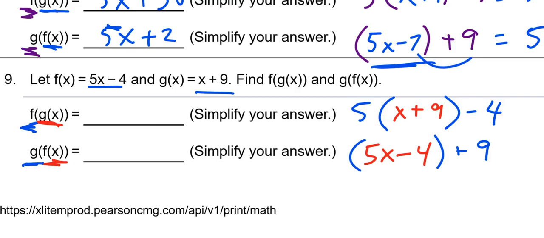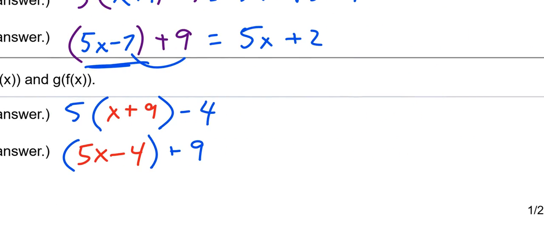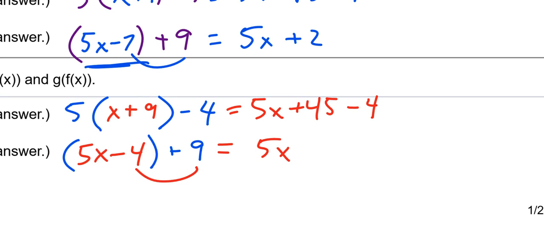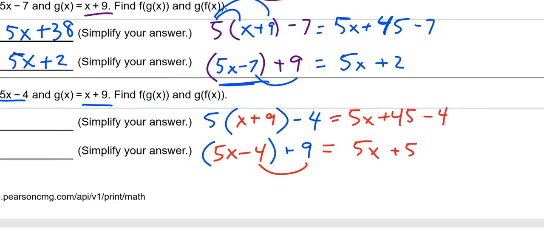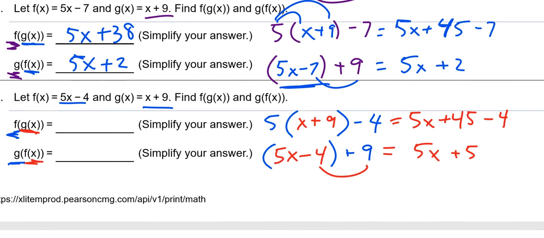Use parentheses in the first one. Use fewer parentheses in the second one. 5x, let's see, negative 4 plus 9 plus 5. So we ended up with 5x plus 41 and 5x plus 5.